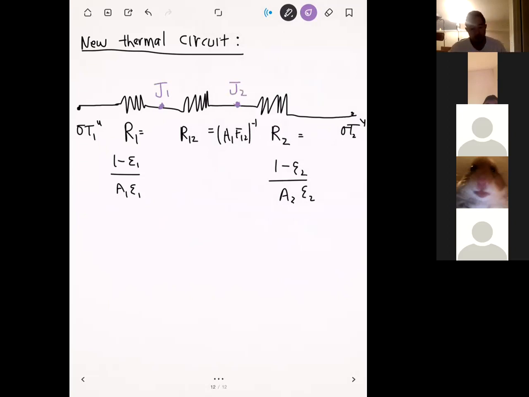After R1 and after R2, I'm going to define those nodal values there to be J1 and J2. If you remember from earlier in this lecture today, J1 and J2 are the radiosities for surface 1 and surface 2. And remember what radiosities are. Radiosities are a sum of all the radiation that the surface emits and all the radiation that the surface reflects.